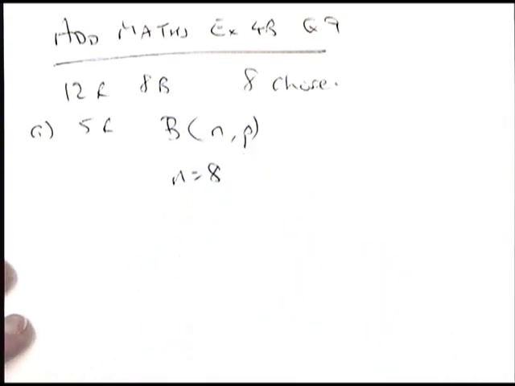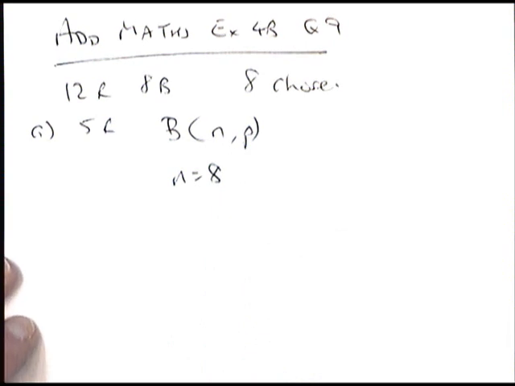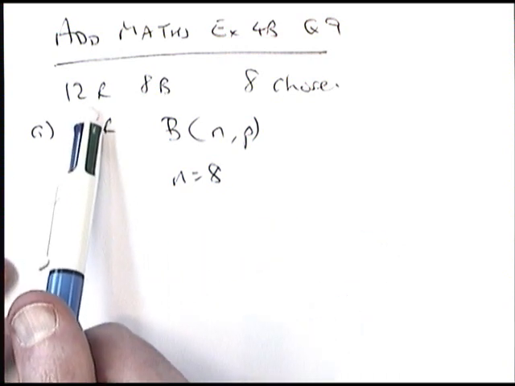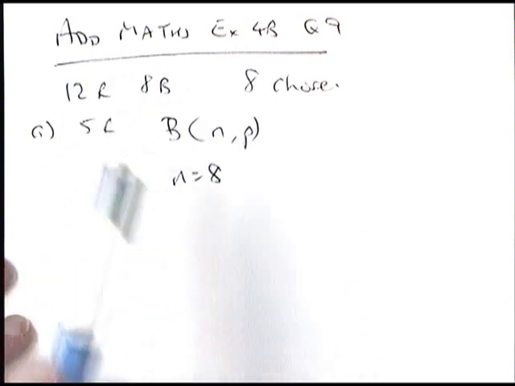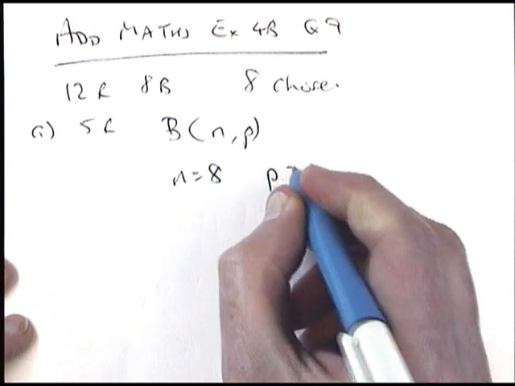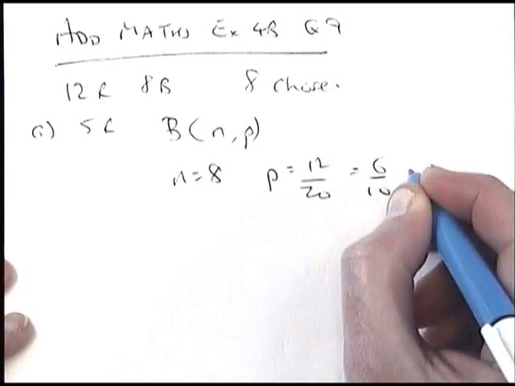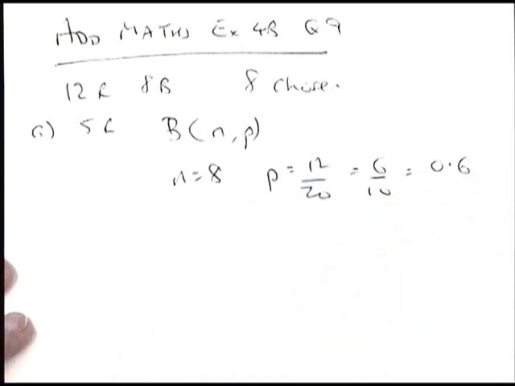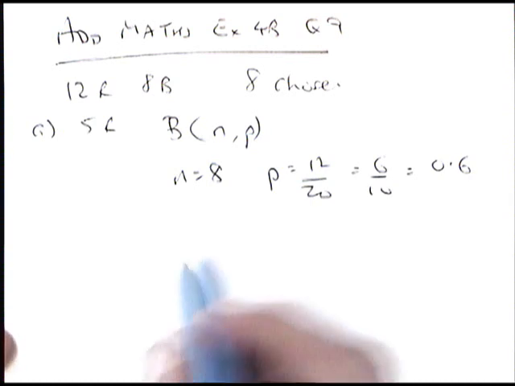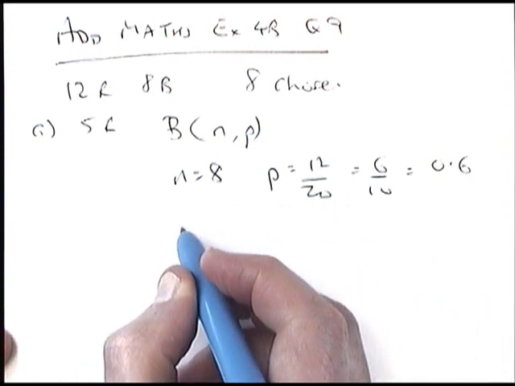The p is the probability of success, the probability of getting what we want. We want a red ball. Well, the probability of getting a red ball is 12 out of 20. There are 12 reds out of 20 balls altogether. That will cancel down to be 6/10 or 0.6. And the question did say the balls were replaced. So that never changes. As one ball comes out, it goes straight back in again. So we've got our n and our p.